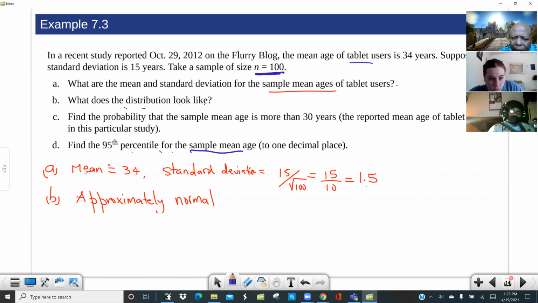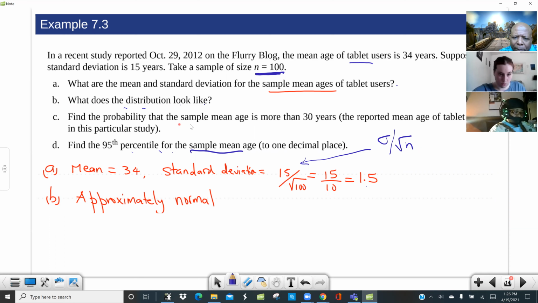There it is. The mean is the same as the population mean. The standard deviation is always what? Sigma over root n. Sigma is 15, n is 100, so the standard deviation is 1.5. What does the distribution look like? Approximately normal. You end up with a bell curve. That's what the standard deviation will be, and it ends up being an approximate normal distribution.